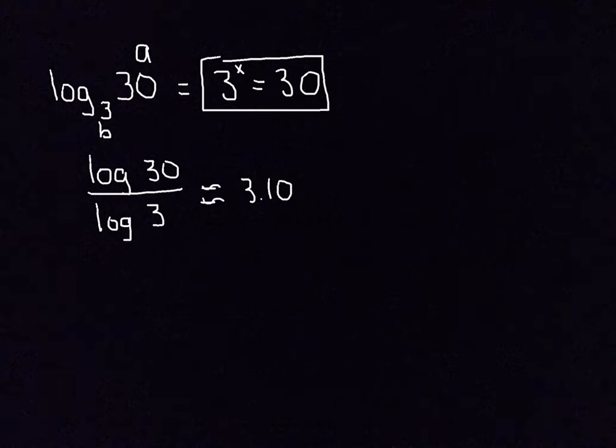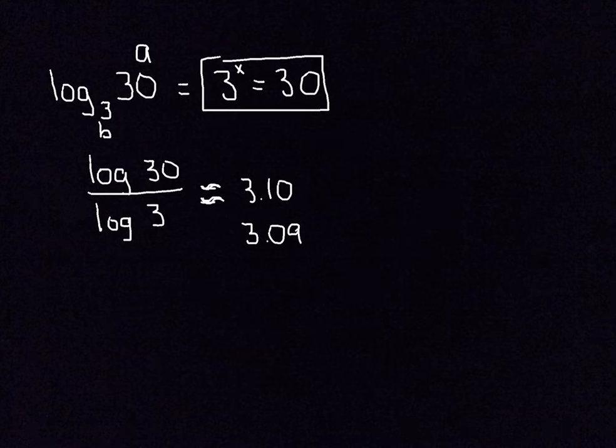approximately. That's what these little squiggly lines mean, approximately. 3.10 to the nearest tenth. You have to look and see what place value they want it rounded to. If they say to the nearest 10,000th, then it would be, I think, 3.0959. So just look at what value they want it rounded to.